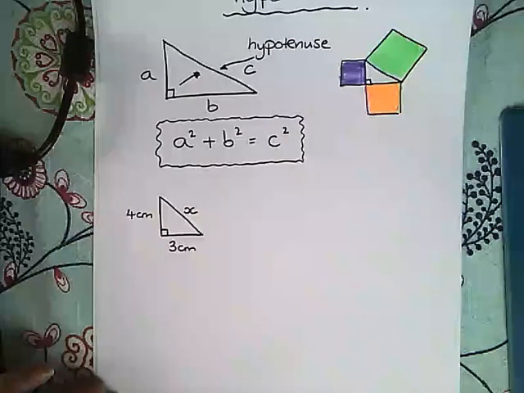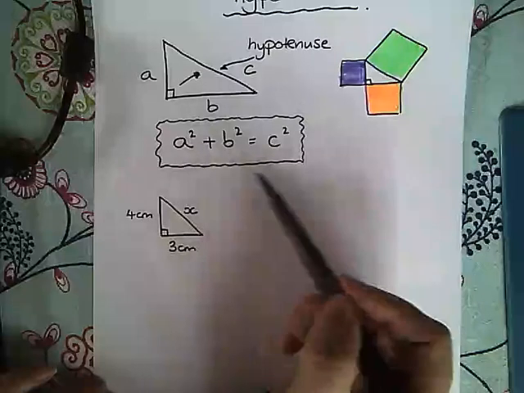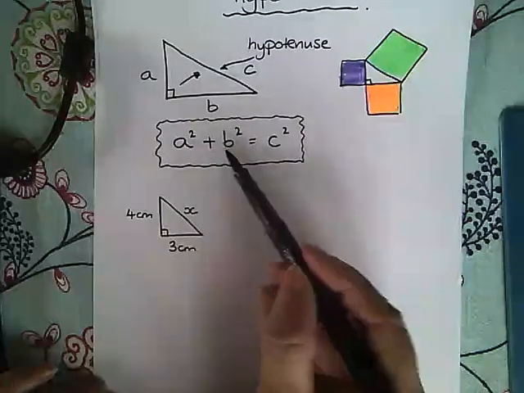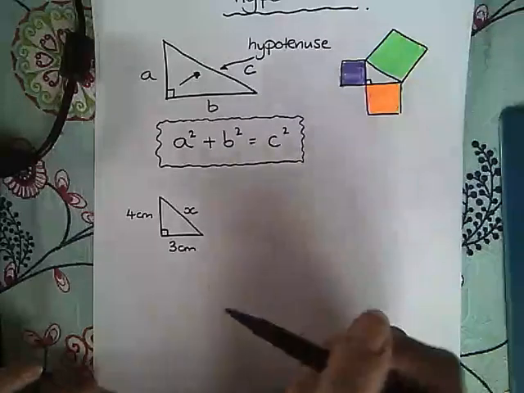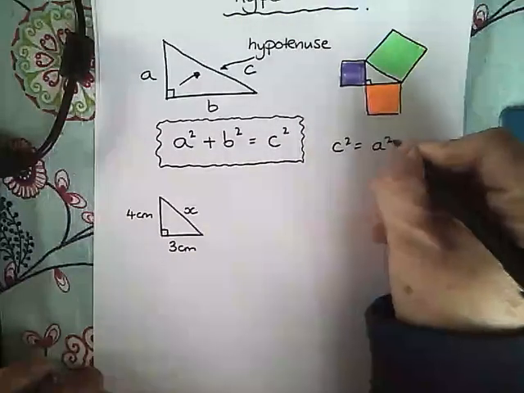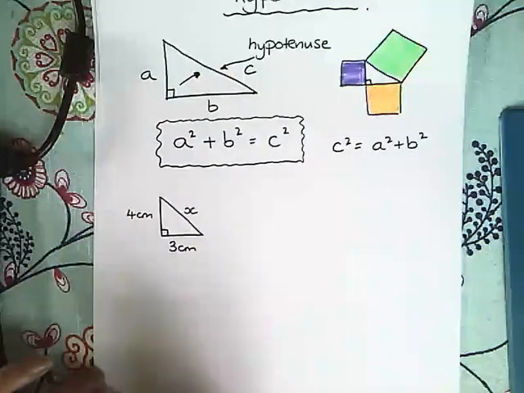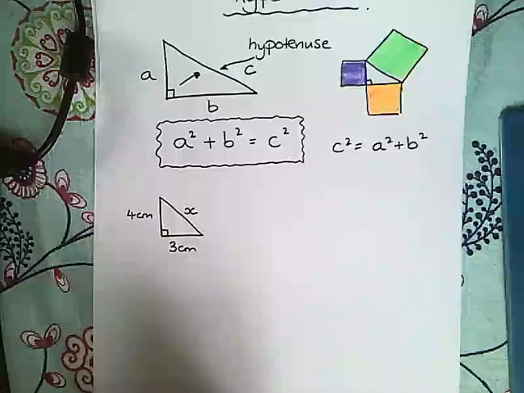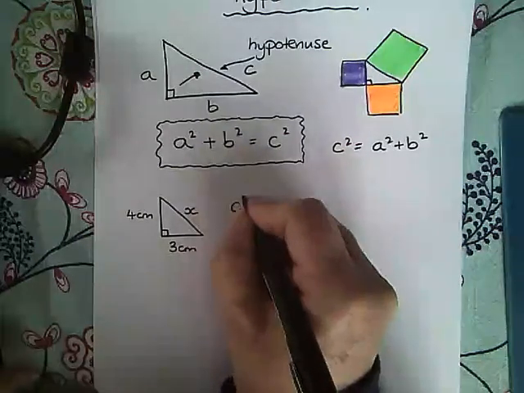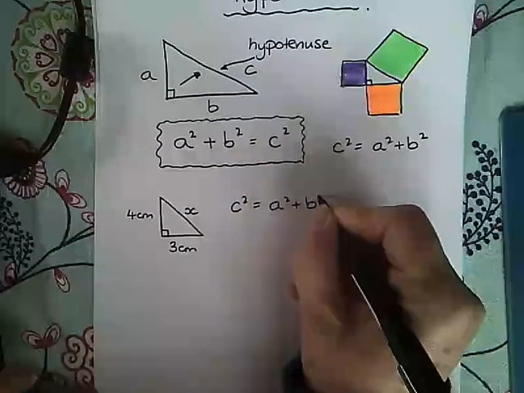So what we do, first of all, if we're doing the question on a piece of paper, is always write out a squared plus b squared equals c squared, or you can write it the other way round, c squared equals a squared plus b squared. It's entirely up to you. Both of those are perfectly acceptable. I actually always prefer to write the c squared bit first. So I'm going to write c squared equals a squared plus b squared.